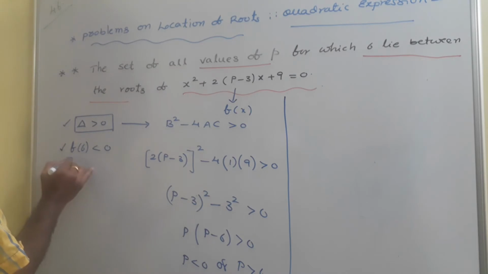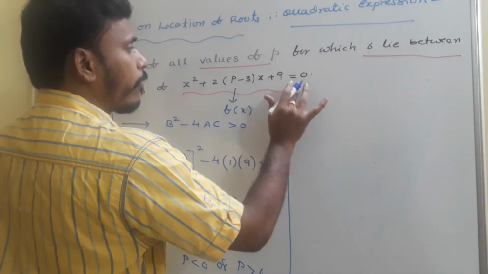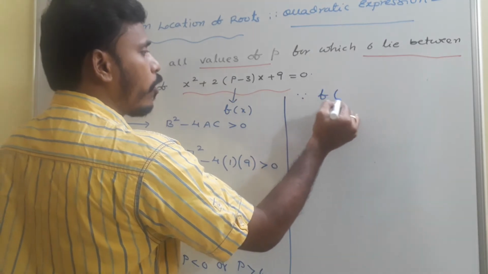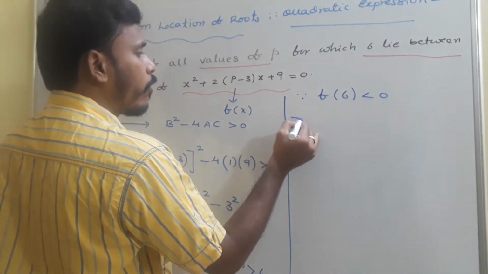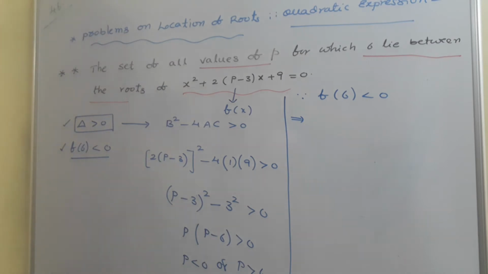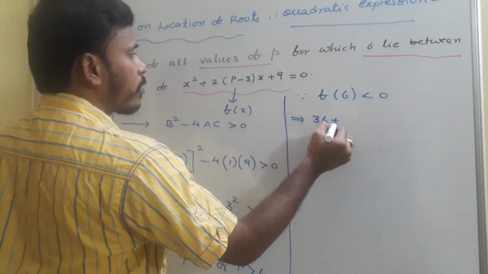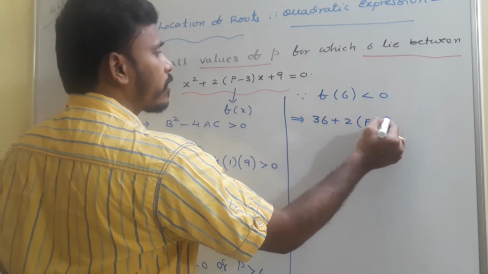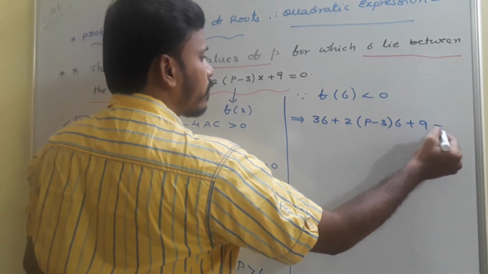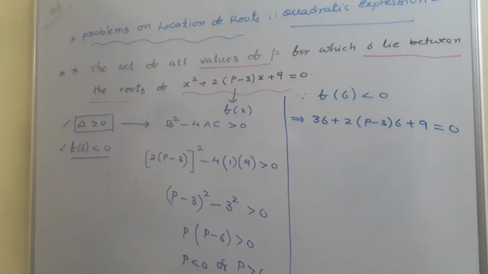Next condition is what? f of 6 less than 0. I will do it here. Since f of 6 is less than 0, f of 6 means what? Replacing x with 6 in the given expression. If you replace x with 6 in the given expression, what will happen? Just have a look. Replacing x with 6, square is 36 plus 2 into p minus 3 into 6 plus 9, less than 0.